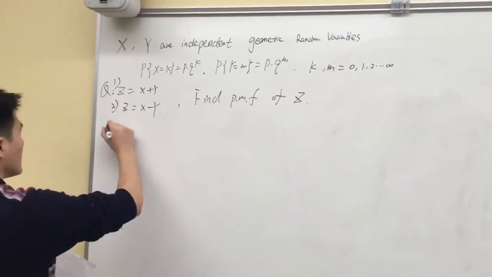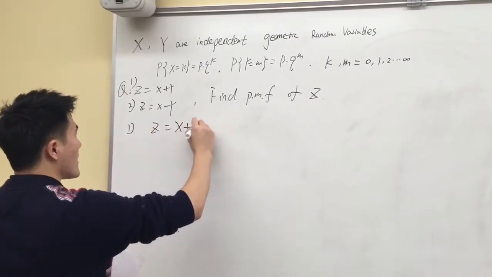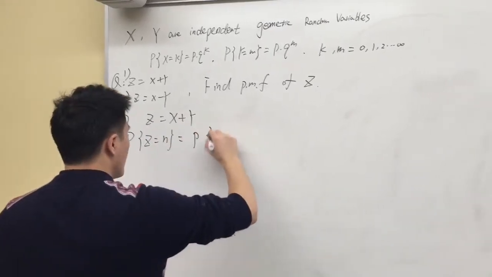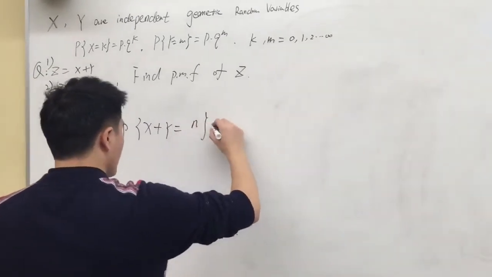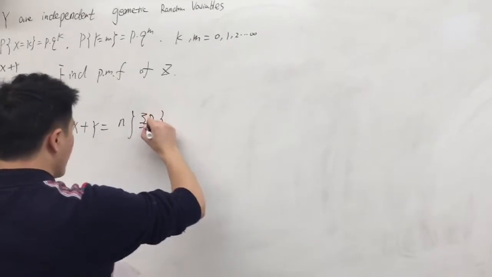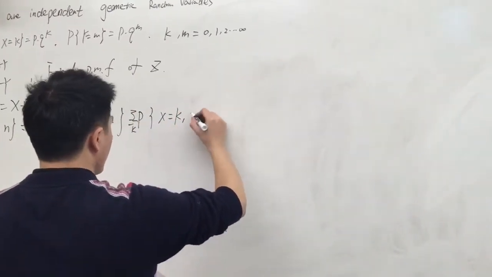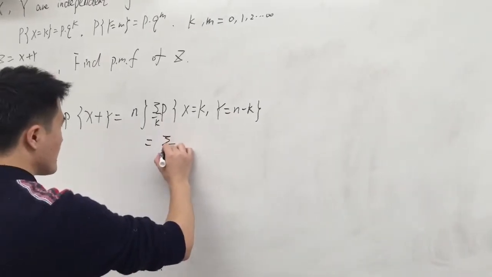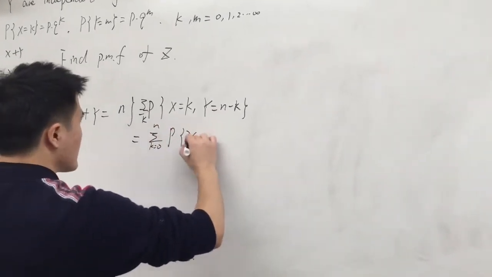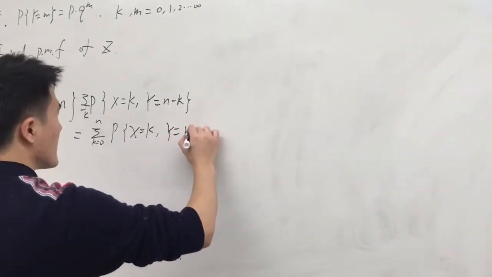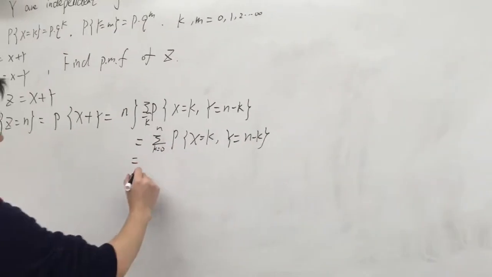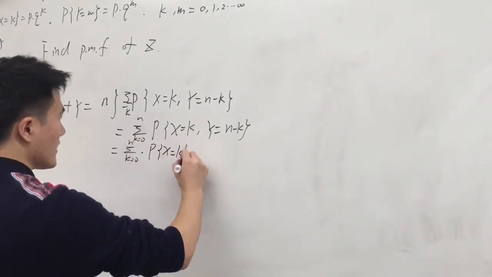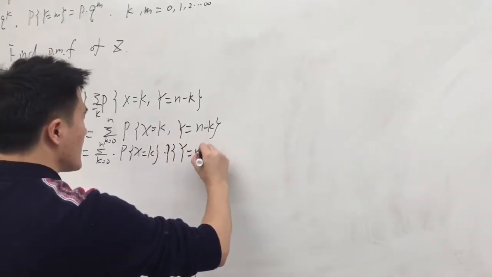First, let's do the first part, that is Z = X + Y. The probability of Z = N equals P(X + Y = N), which equals the sum over K of P(X = K, Y = N - K), for K from 0 to N. Since they are independent geometric random variables, we can take P(X = K) times P(Y = N - K).